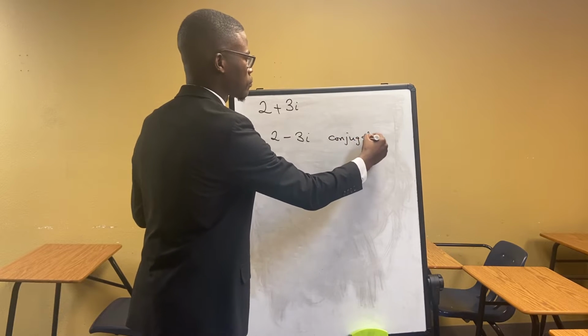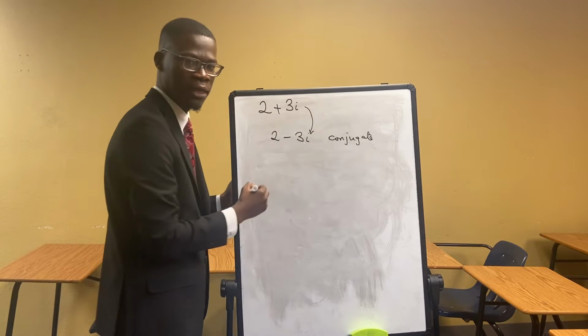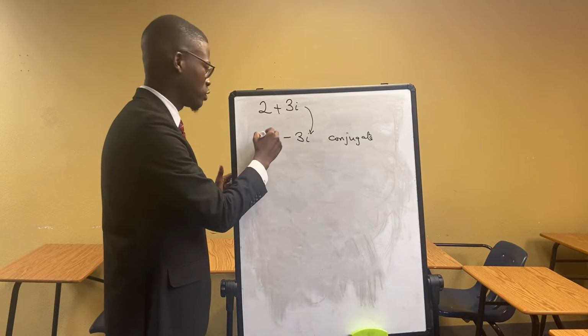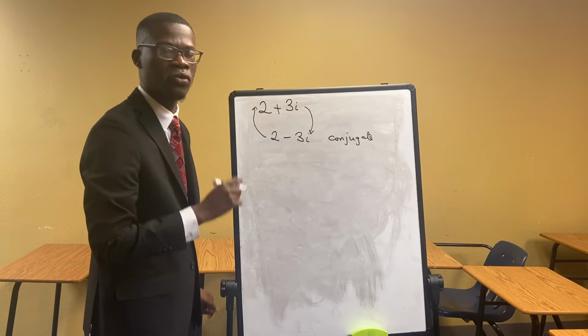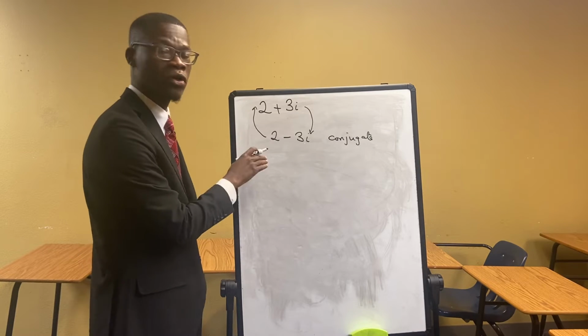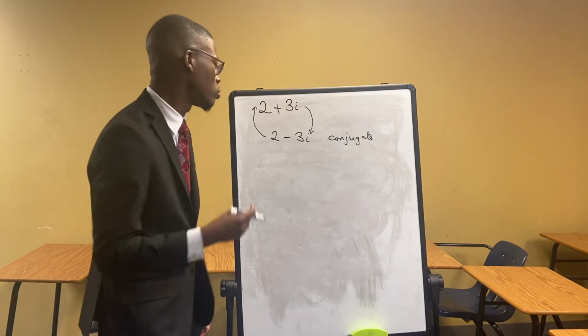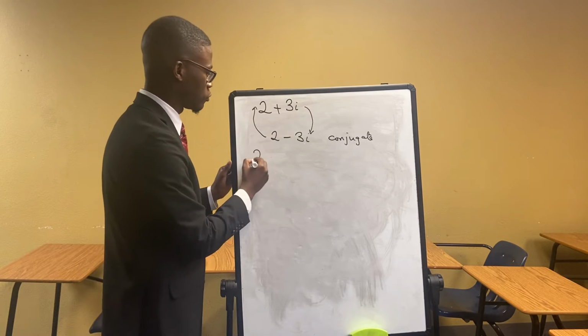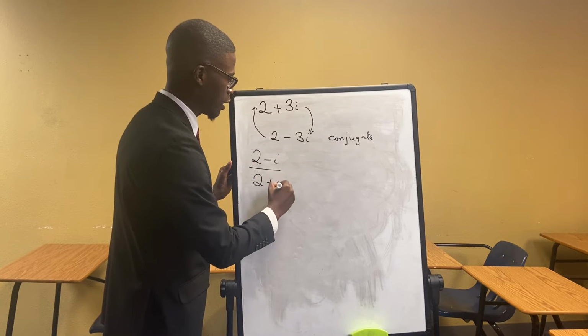The conjugate of 2 plus 3i is 2 minus 3i. The conjugate of 2 minus 3i is 2 plus 3i. So we need to know about this conjugate in order to be able to divide complex numbers. So let's have this expression, 2 minus i divided by 2 plus i.